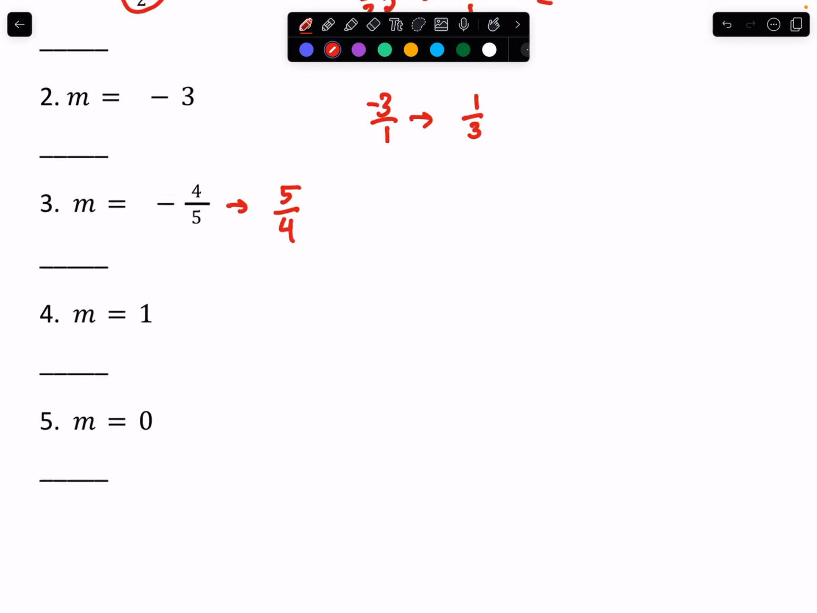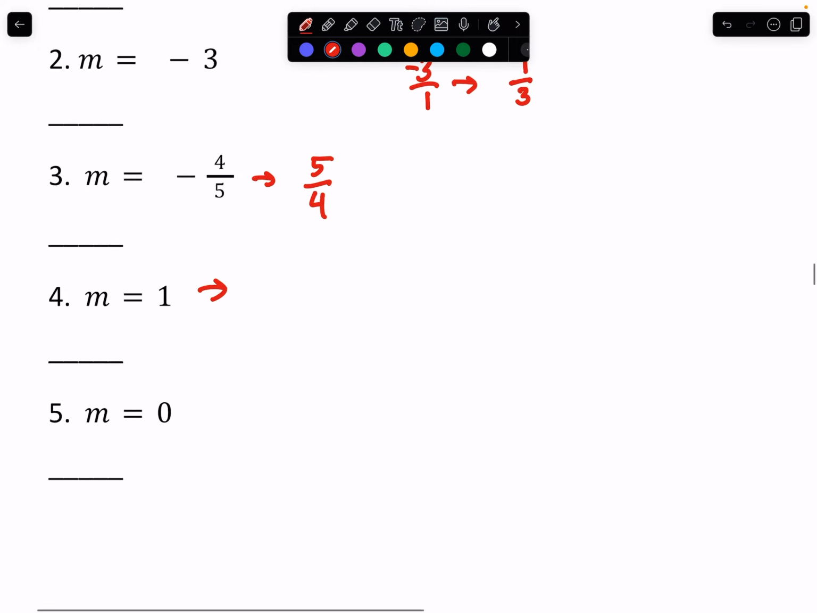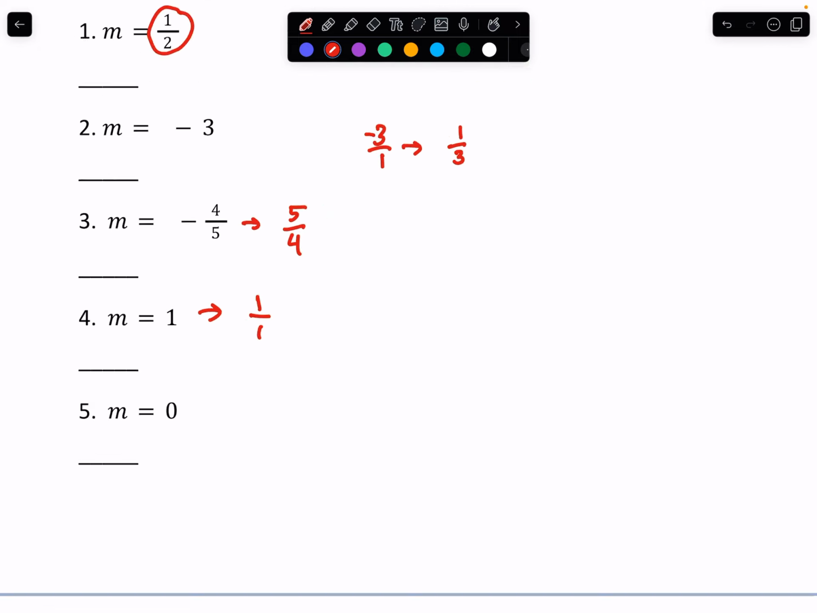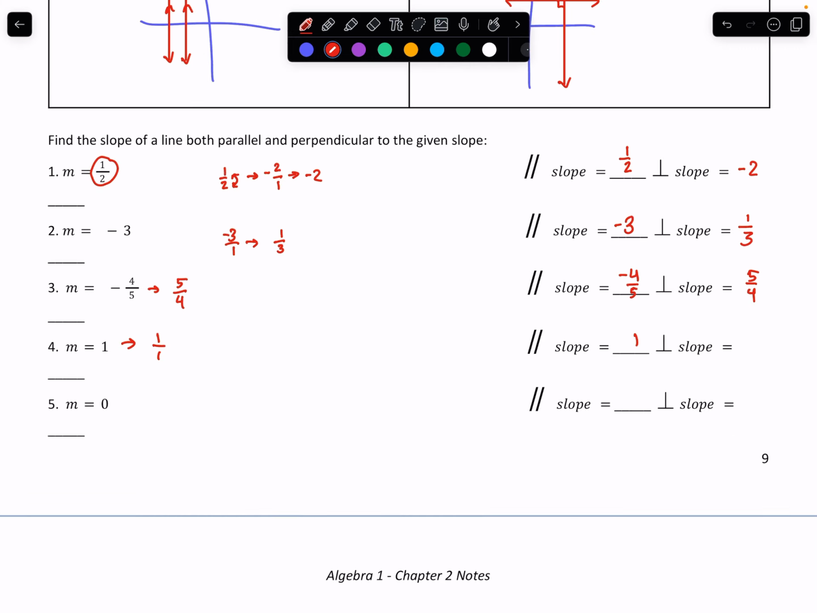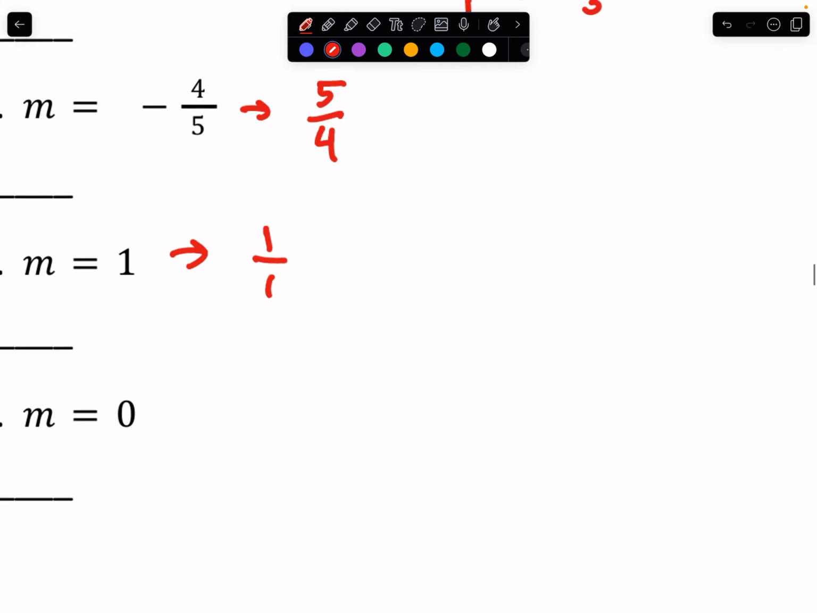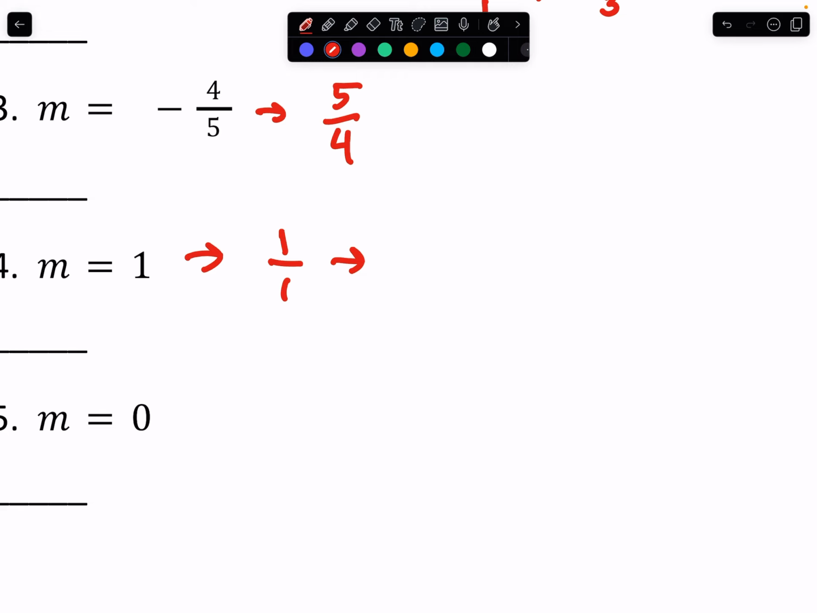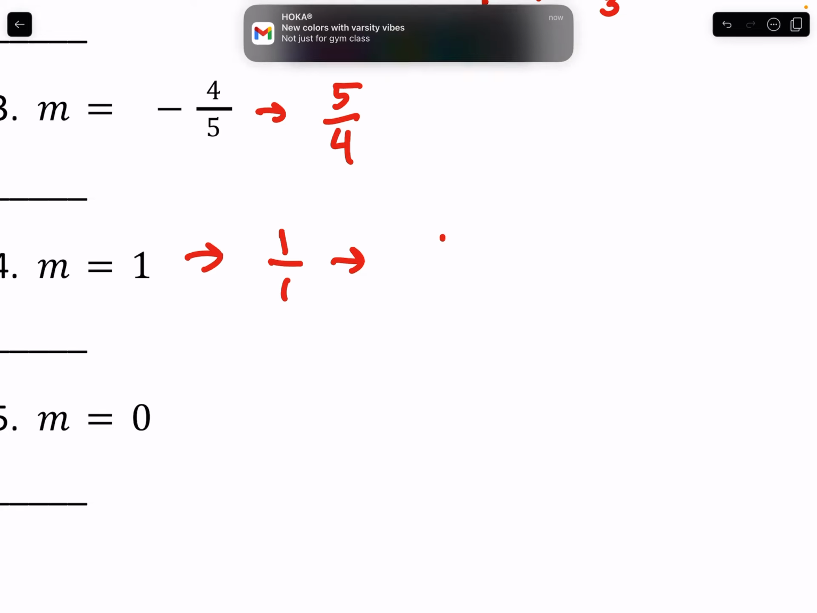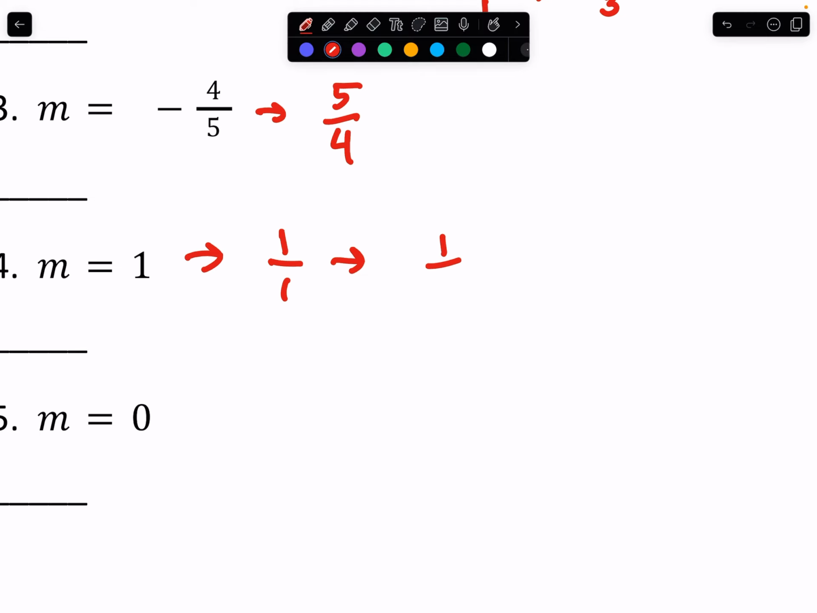All right, next, 1. Okay, 1 is 1 over 1 as a fraction. So that's the original slope, so that means my parallel slope is also going to be 1. Now let's find the opposite reciprocal. If it's a positive 1, it's going to be a negative 1, and you have to flip this fraction, then it is still going to be 1 over 1, but a negative 1 over 1.